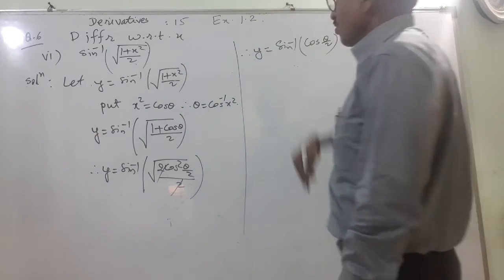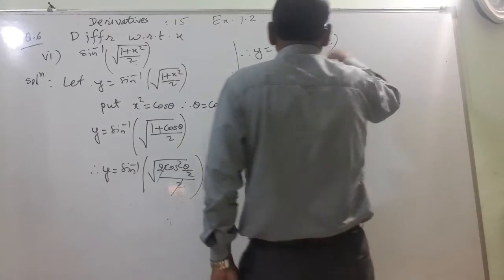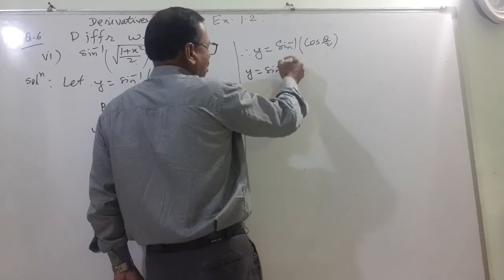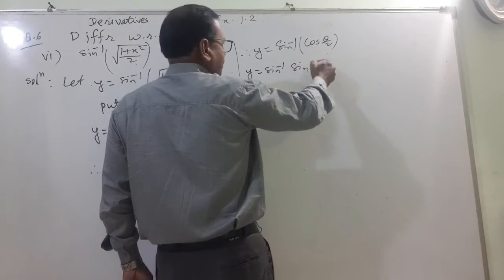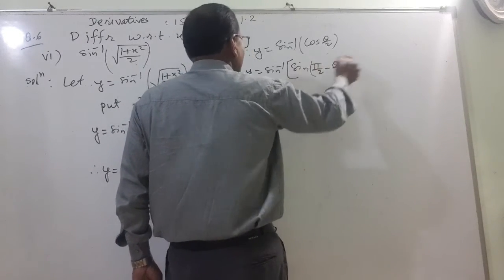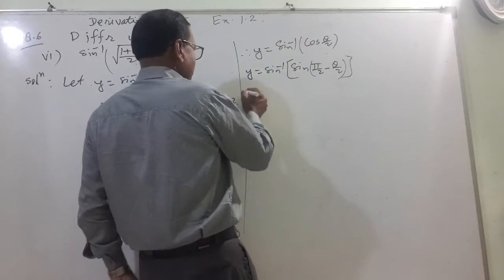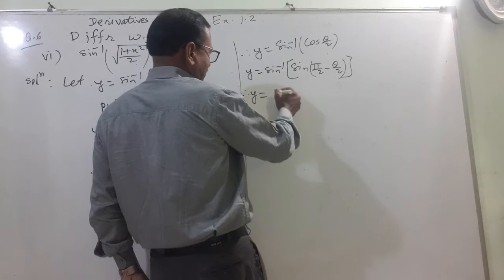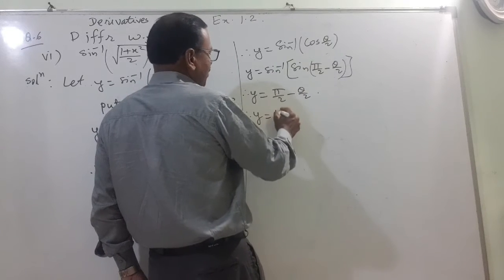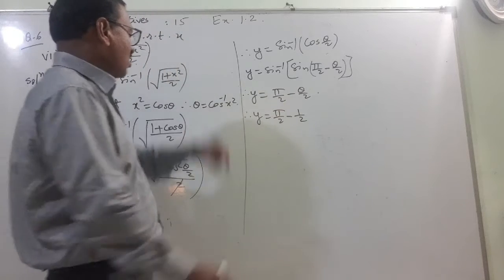But now sine inverse and cos can't cut. So I will convert this cos into sine. How to convert cos into sine? Pi by 2 minus theta. So y is equal to sine inverse of, I will write, sine of (pi by 2 minus theta by 2). And we know that sine of pi by 2 minus theta is equal to cos theta. Therefore y is equal to sine inverse sine cut and pi by 2 minus theta by 2. Therefore y is equal to pi by 2 minus 1 upon 2 into theta. What is theta? Cos inverse of x square.